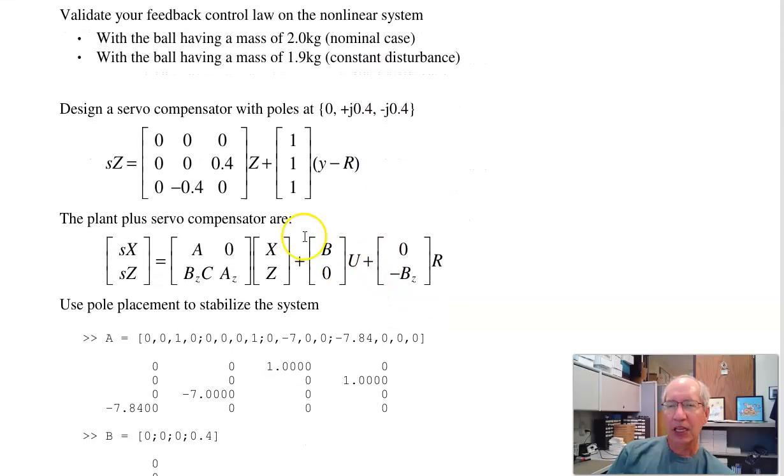To do that, I add a servo compensator with poles at 0 and plus minus j0.4. That's the frequency of my disturbance. And pick it so it's observable or controllable. So a B matrix of 1, 1, 1 is sufficient. Create the augmented system. So here's the plant, here's the servo. The B matrix with respect to U, B matrix with respect to the set point.